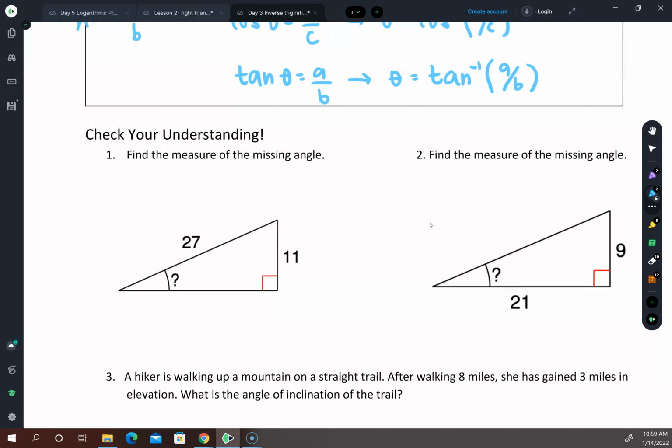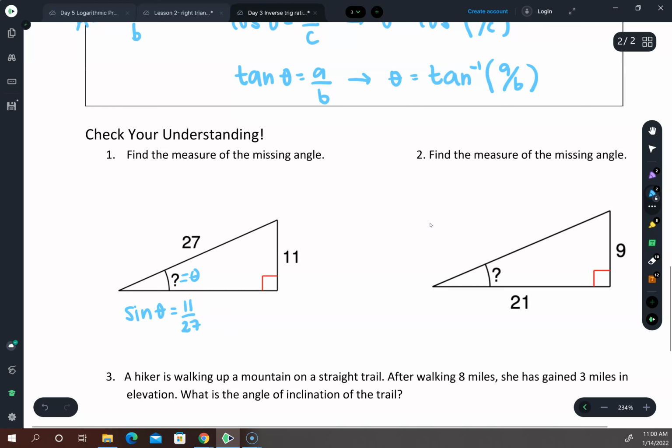So find the measure of the missing angle here. I'm going to let the question mark be theta. I know my opposite side and I know my hypotenuse, so that's going to be sine. So sine of theta is going to be equal to 11 over 27. So theta is going to be equal to inverse sine of 11 over 27, which is going to be 24.042. Make sure you're in degree mode.